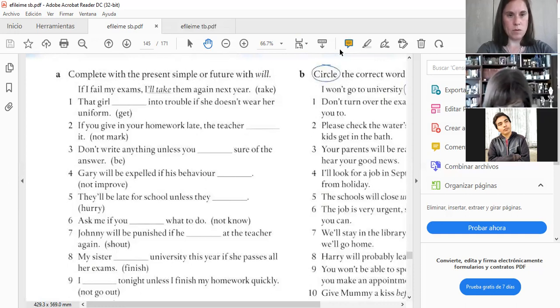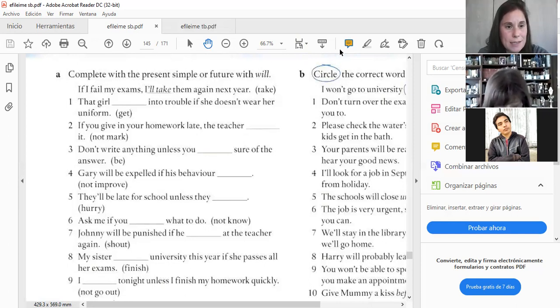That girl will get into trouble if she doesn't wear her uniform. Okay, that girl will get into trouble if she doesn't wear her uniform. Very good. So, will get. Excellent. Nico, number 2. If you give in your homework late, the teacher won't mark it. Won't mark it. Excellent. Very good.